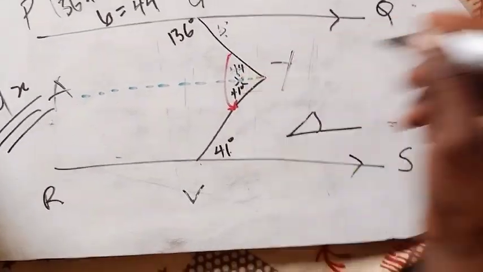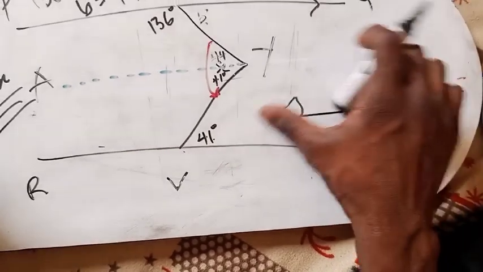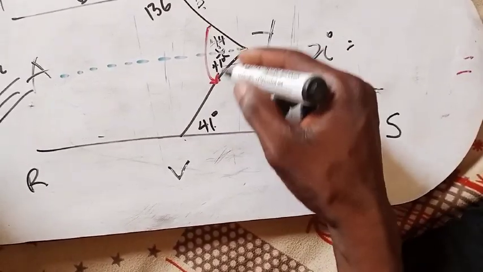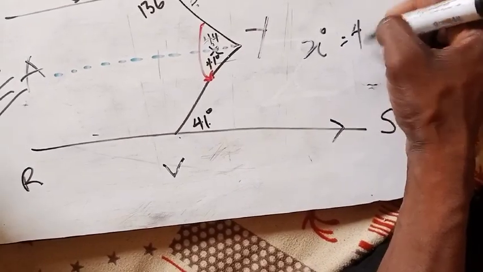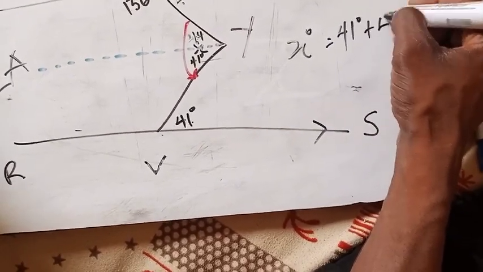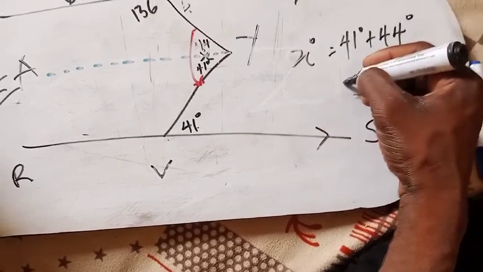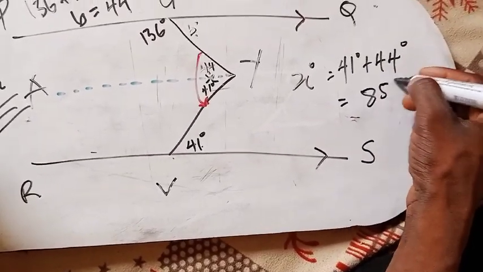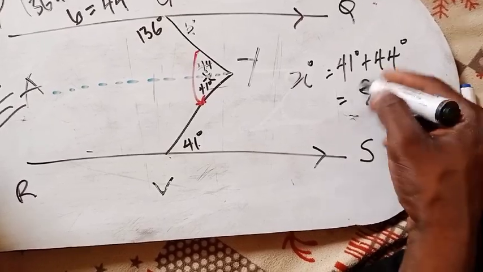So now we want to determine the value of what? X, right? That is what the question is asking us. So angle X here, x degrees, that's going to be these two, right? So we have 41 degrees plus 44 degrees. That is going to be equal to 85 degrees. So the value of X here is 85 degrees.